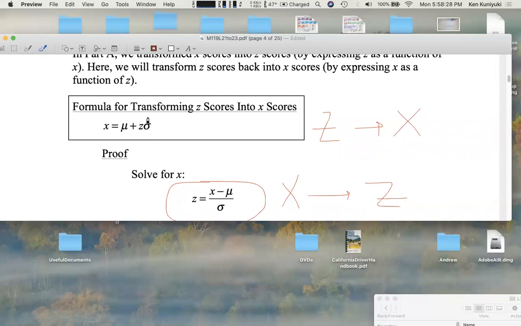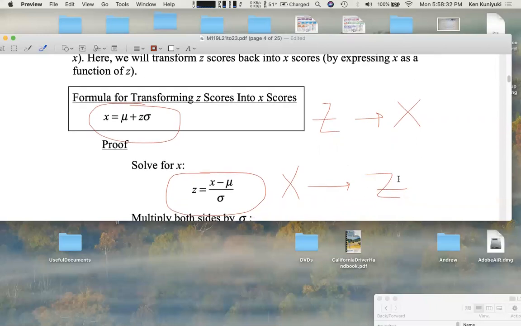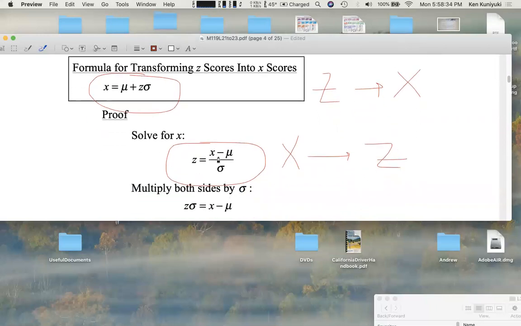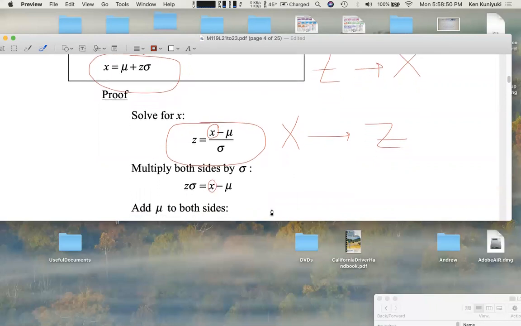All right. And we're going to prove this formula over here. So if you remember your algebra, we take this formula here. We're solving for x. What do we do? We multiply by sigma on both sides. So we get z times sigma equals x minus mu. That bottom now disappears. We're still solving for x. To solve for x, we add mu, the mean, to both sides.